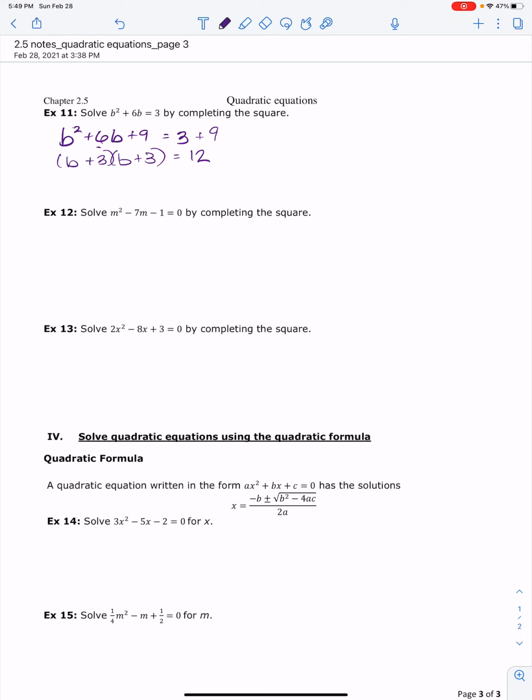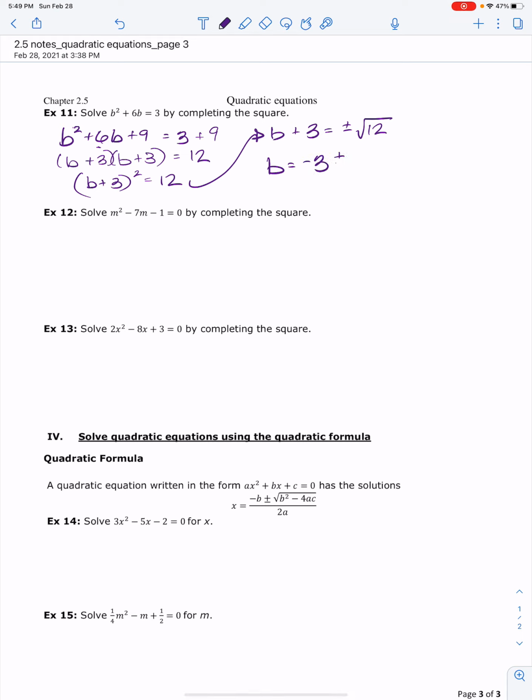If you don't remember why we complete the square that way, that's so it'll factor using a binomial square. b plus 3 times b plus 3, I get b squared plus 2 times 3 times b, that's the 6b, plus 3 squared. So I've got b plus 3 quantity squared equals 12. I'm going to take the square root of both sides, and we get b plus 3 equals plus or minus the square root of 12. We'll simplify that in a minute.